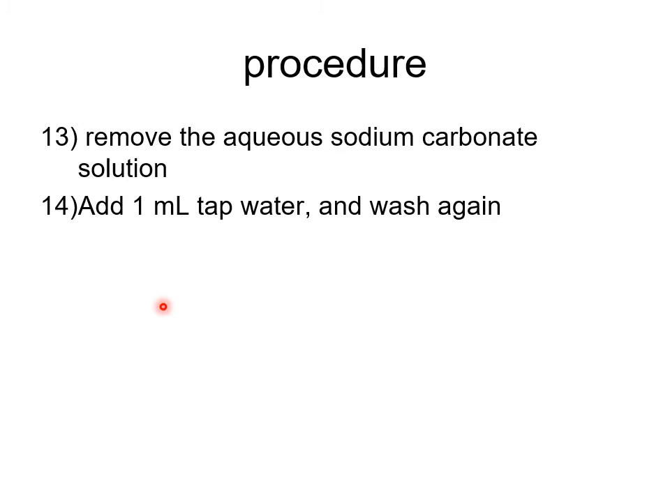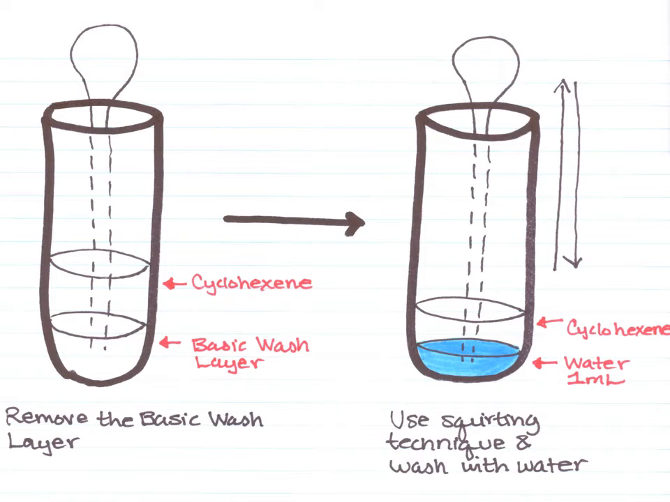Finally, remove your aqueous sodium carbonate solution and add 1 milliliter of tap water and wash it again with the same procedure as previously mentioned, right? The squirting technique. Again, here's an illustration of how this would be done, right? You remove the basic wash layer, you have your cyclohexane on top, your basic wash layer at the bottom, and then here you have your cyclohexane and your 1 milliliter of water. You would use the squirting technique again with the water, right, to wash it.